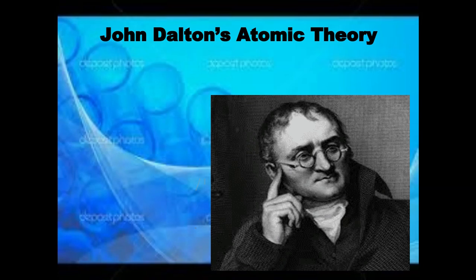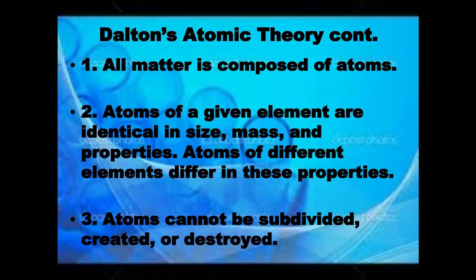Then we'll look at John Dalton, and he developed what's called the atomic theory with principles that explain how atoms work. And at his time, his atomic theory was very solid for what evidence they had. So first of all, he says that all matter is composed of atoms, which we still know is true today. Everything is made of some type of atoms. Number two looks at the fact that atoms of a given element are identical in size, mass, and properties. Atoms of different elements are going to have different properties.